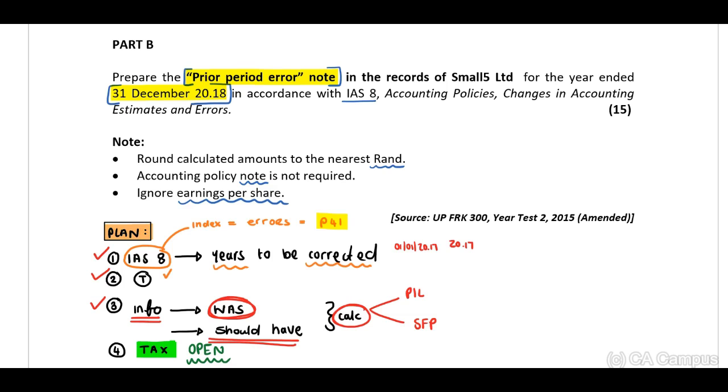And then the very important step, once you have completed your calculations, you need to remember to transfer this to your template. If you do not transfer your calculations, they're not going to mark your calculations. The requirement states that you need to prepare the note. Now let's look at the information provided.